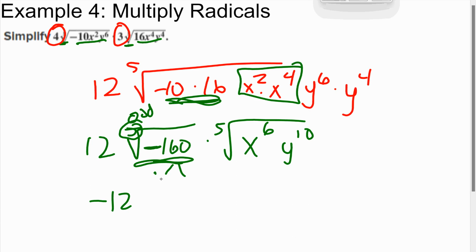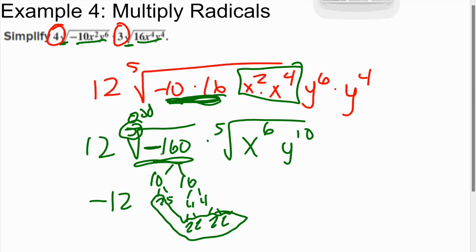All right, so this is just 10 and 16, just like I had. And now I can break down 10, which is 2 and 5, and 16, which is 4 and 4, and then 2 and 2 and 2 and 2. And I'm looking for groups of 5, right? There's four 2s and one more 2, so five 2s. So I can pull out a 2, but I already have a negative 12 up front, so that would be a negative 24, right?